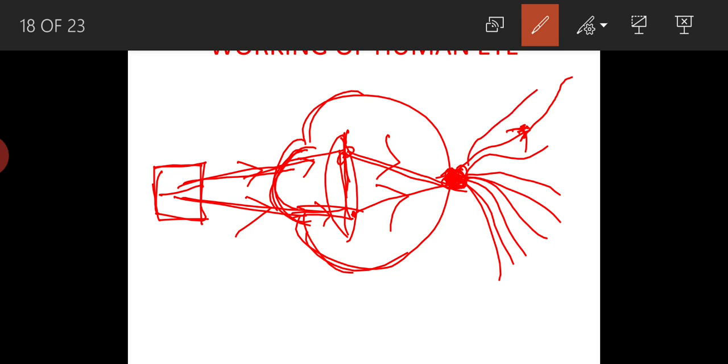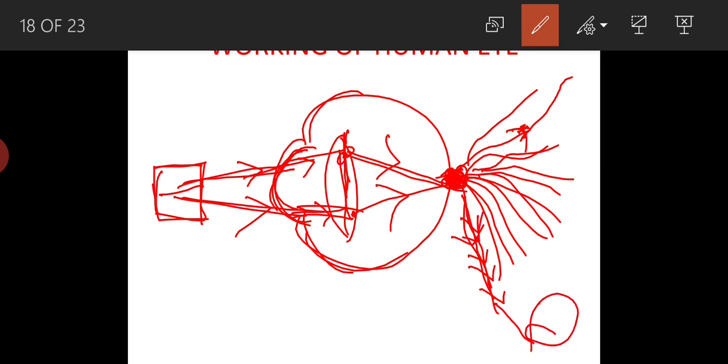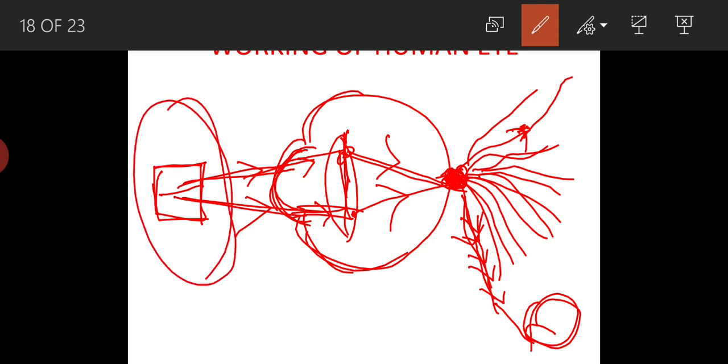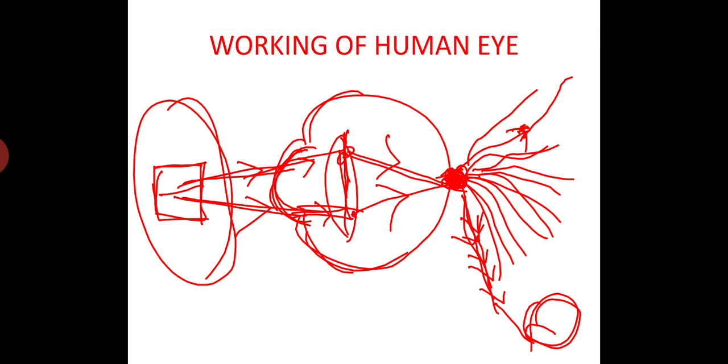And as this retina is connected to millions of nerve fibers, as soon as the image forms on the retina, any one of these nerve fibers will get activated, as if it is getting a shock. It will transmit this light signal in the form of an electrical signal to the brain, and the brain will process the information. It will convert the inverted image into an erect image, and it will interpret what this object is. So in this way the human eye works.